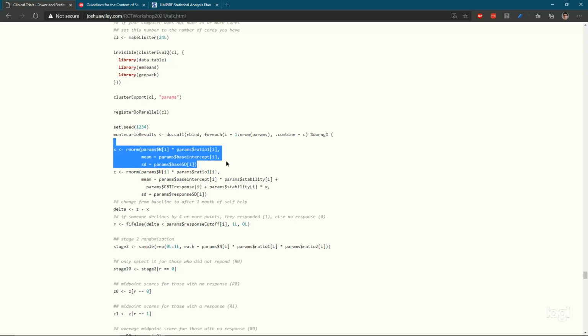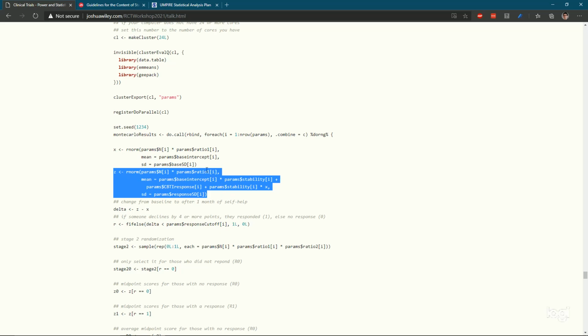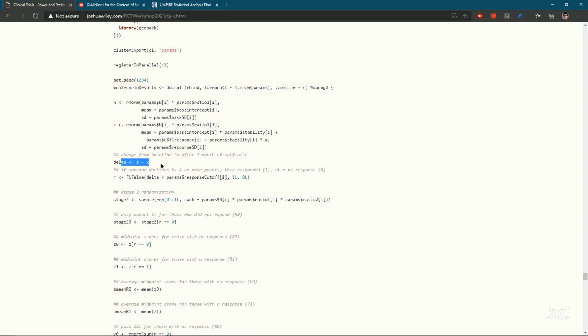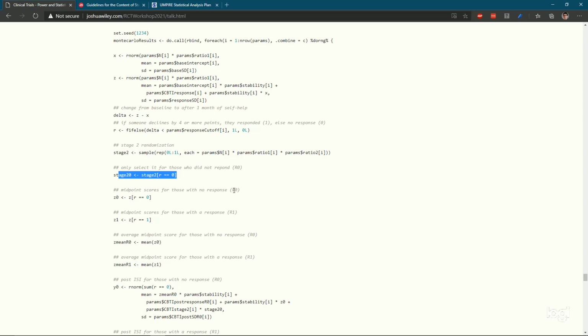We simulate first our baseline ISI here, which I just called X. Then our midpoint ISI in the CBT condition, which I'm calling Z. I calculate the difference between them, and then I determine whether someone's a responder or not based on whether they exceed that cutoff or not. Come up with the stage 2 randomization, number of people times the number of people who make it to stage 1 times the ratio that gets randomized in stage 2. Then I select only people, stage 2 randomization only for people who did not respond.